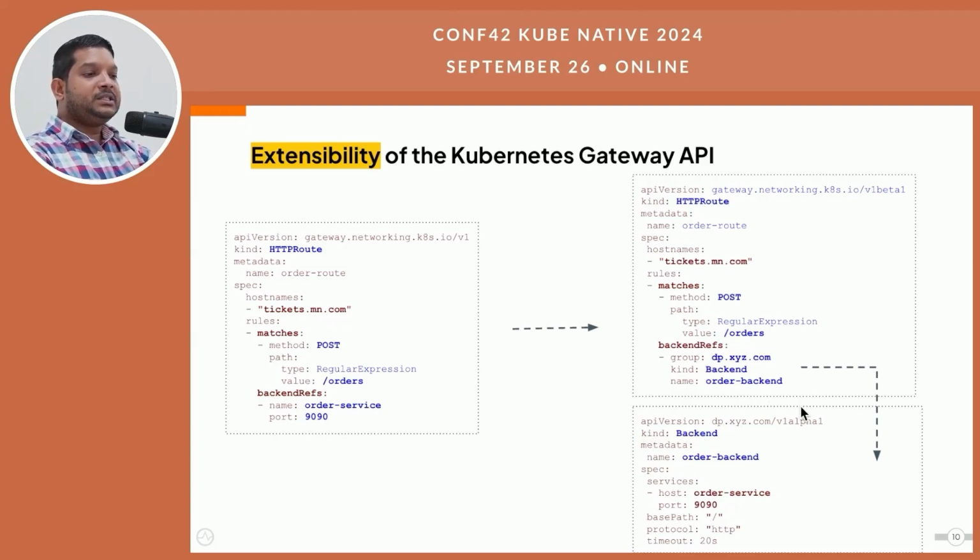This same extensibility applies to filters, enabling developers to define custom API policies tailored to their specific needs, whether it's traffic management, security, or performance enhancement. The Gateway API's ability to integrate custom resources offers a much richer framework for managing Kubernetes services.